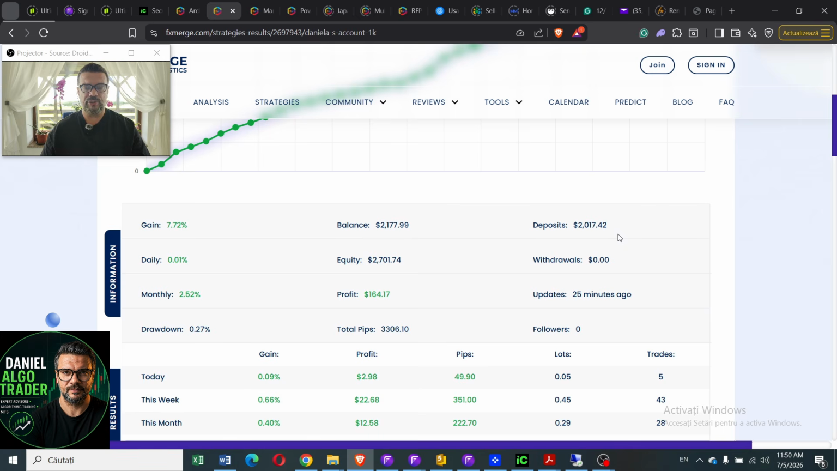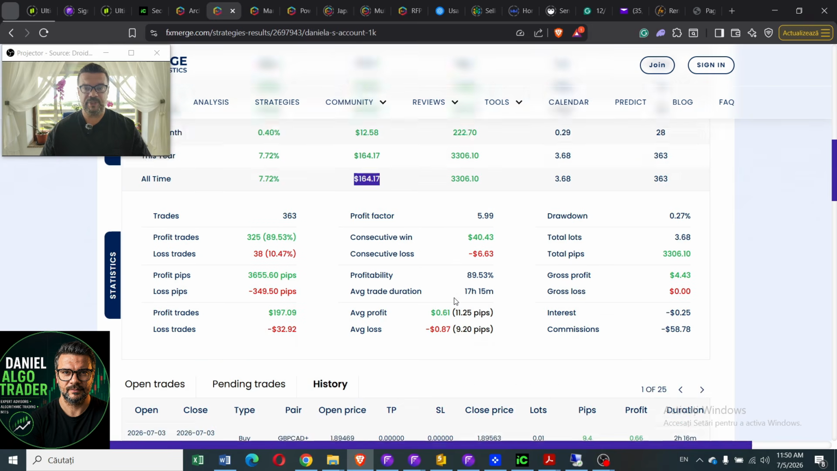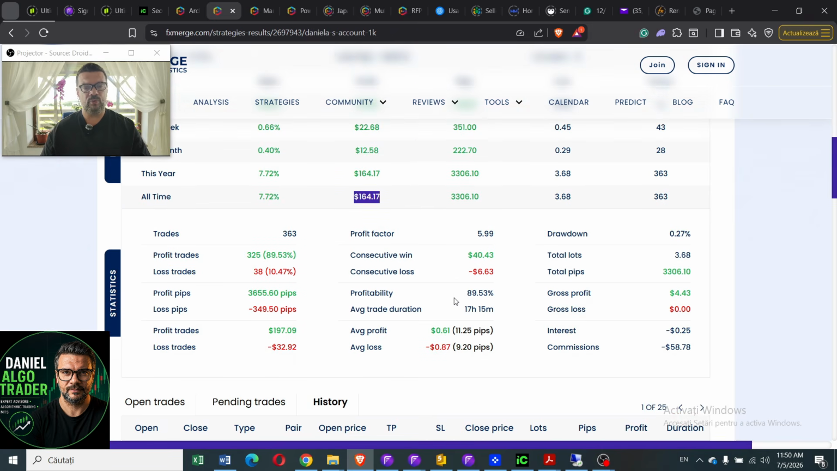This works only on the pairs of the Vigorous AI and also on the Ranger. Overall, all time it made 7.72% with $164 after commissions and everything. Yeah, I wanted to show that this can work also in smaller accounts. I mean, you can see that also on the links from Ryan. The percentage of winning is really high. The drawdown is really low. The average duration is actually decent, and the profit factor is really crazy high.